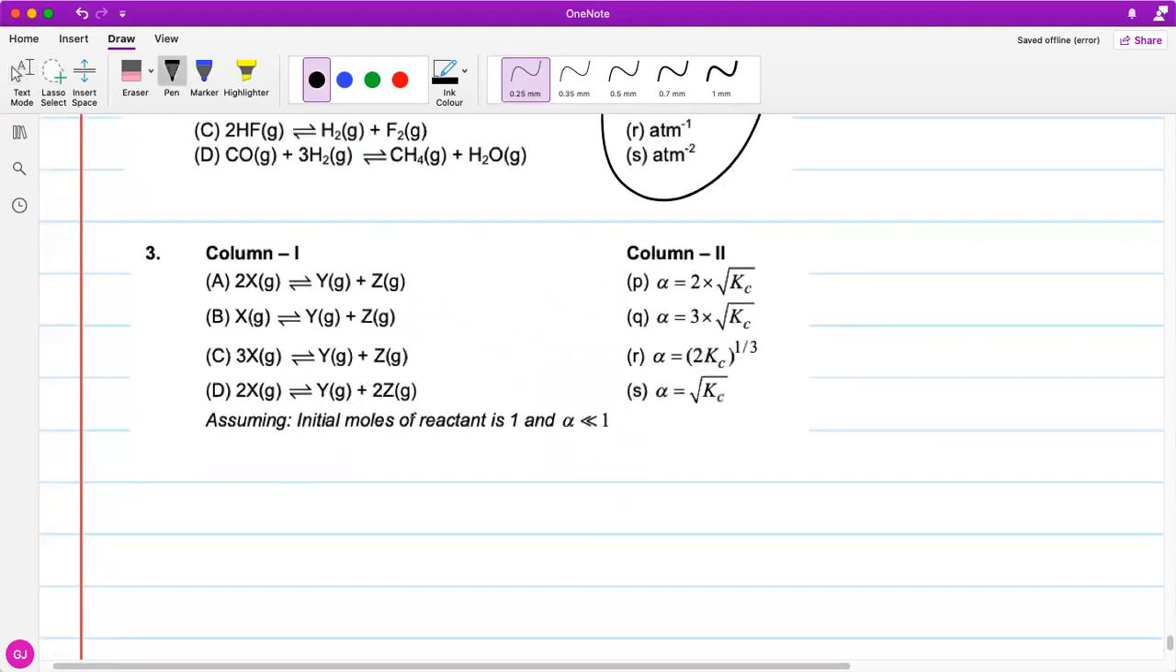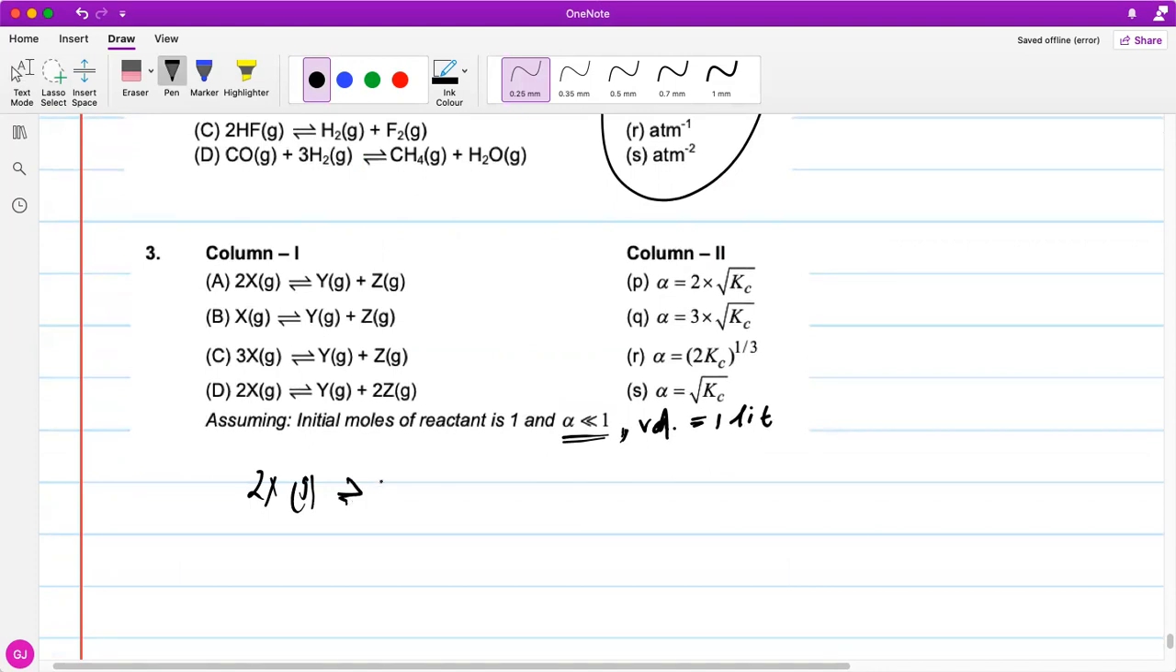Now the third question is something which requires you to use certain approximations, right? Alpha much less than 1 approximation. So what you'll have to do is analyze each reaction one by one and come up with the relationship between Kc and alpha, right? So here again also assume that the volume is 1 liter. You will have to go with that assumption. Otherwise, the volume term might also appear.